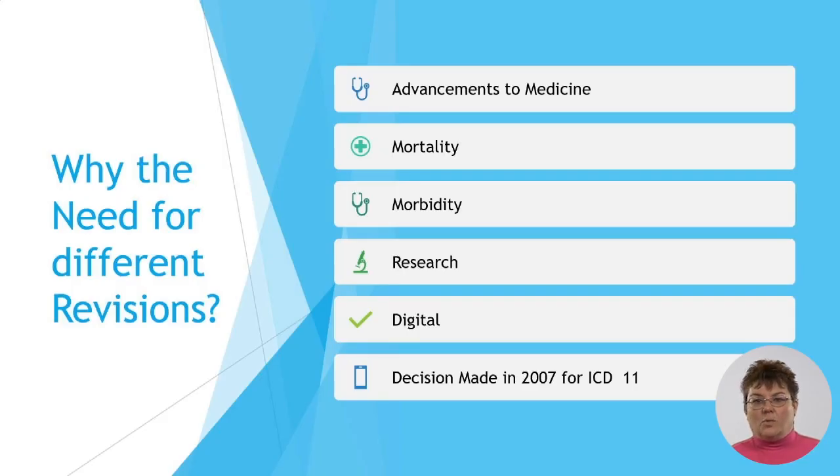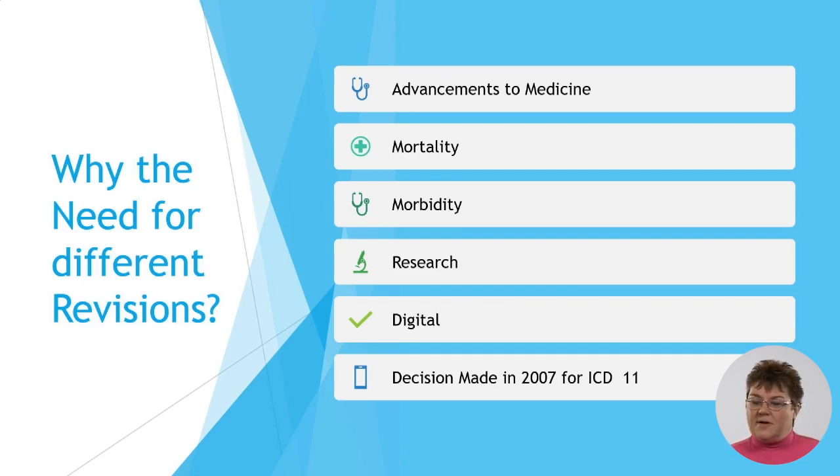So why do we need different versions? Why do we have 9, 10, and 11? Eventually there will be 12. But why do we need that? Well, one, advancements in medicine. ICD-9 was back in 1979. I can tell you they did not have a diagnosis code for ADHD. That came into the 80s and 90s. So with advancements in medicine, there are diseases that come up every single day.